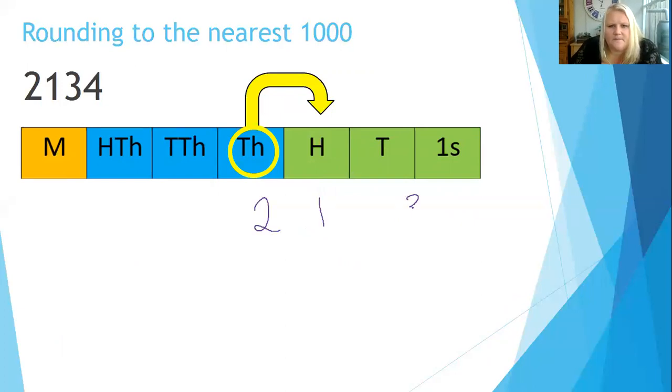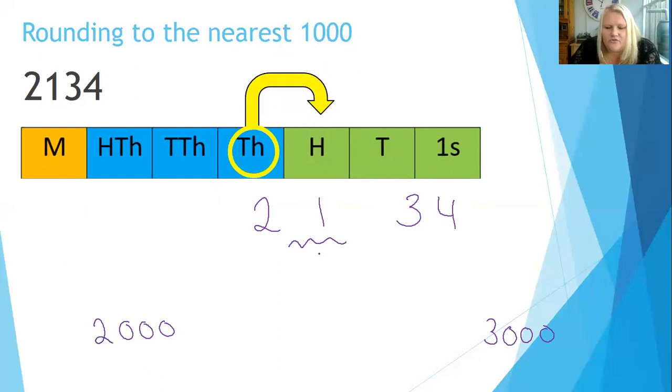2,134. So again, we're rounding to the nearest 1,000. Okay, so we look at this number, look where the arrow is. So we've got 2,000, count up in 1,000. What's the next 1,000? 3,000, well done. So we've got 1, or it's not even a 10, it's 100. 1 or 100. Does 1 round up or does 1 round down? 1 rounds down. So 2,134 would round down to 2,000.